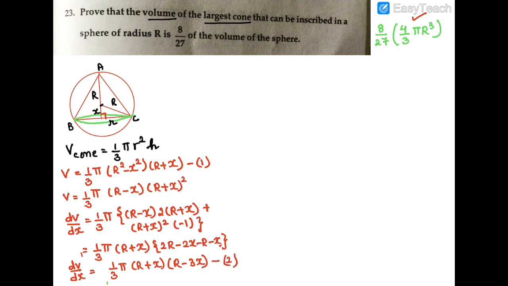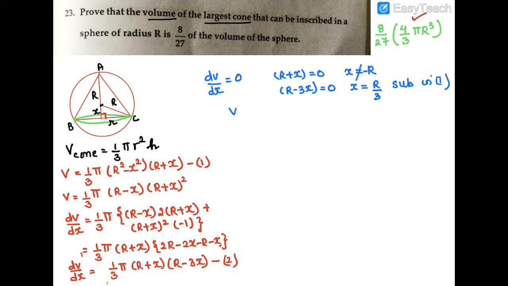This is my second expression, which is the simplest one, so I shall be using it for the double order derivative. But when you put dv by dx equal to 0, you are going to get R plus x is equal to 0. That implies x is equal to minus R. Now this is not possible. If I put x is equal to minus R over here, the cone will have no height. And the other option is R minus 3x is equal to 0, which gives you x is equal to R by 3.